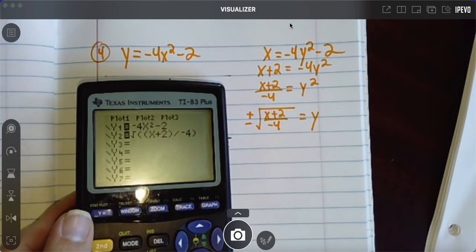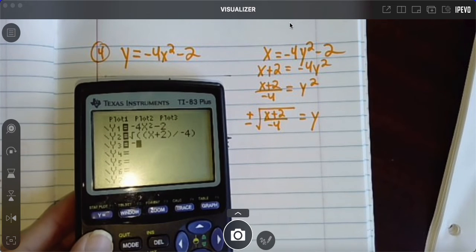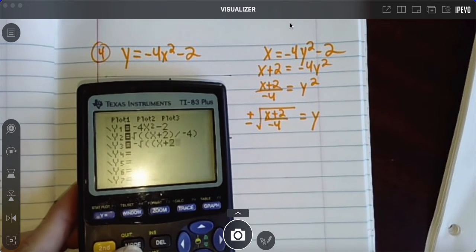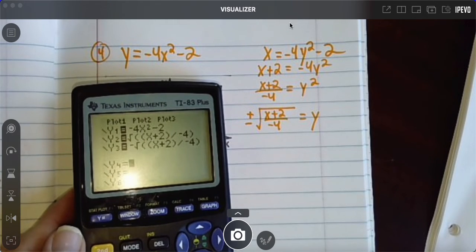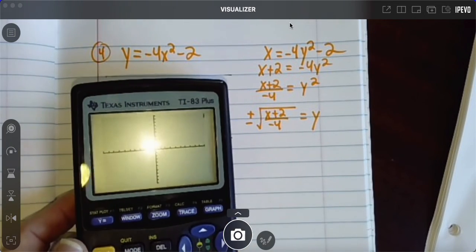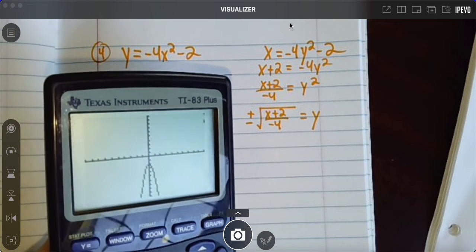My next one, I'm putting a negative what? Negative square root of x plus 2. I'm putting that in parentheses. Divided by negative 4. Okay? And when I graph, I'm going to have to look at my table and put all this on my paper.